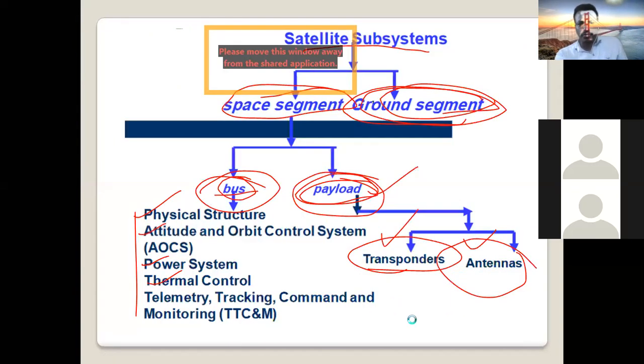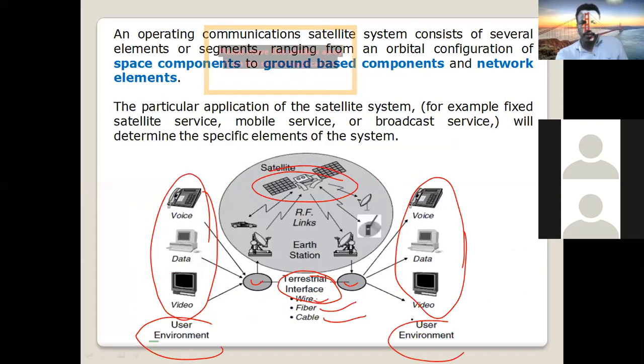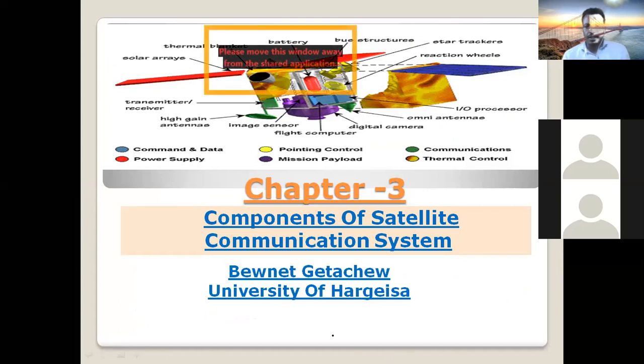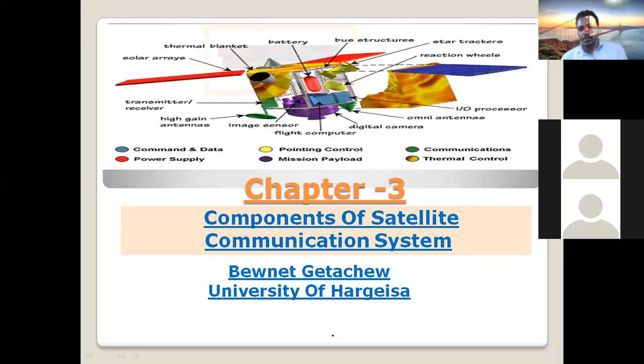So to revise what we have discussed so far quickly, this is our chapter 3, which says components of satellite communication system. The components in a satellite communication system are classified into two: equipment in space, on the orbit, and equipment on the ground. We call them space segment and ground segment respectively. Space segment equipment is again categorized into bus and payload. In this chapter, we are going to discuss the payload part of the space segment.